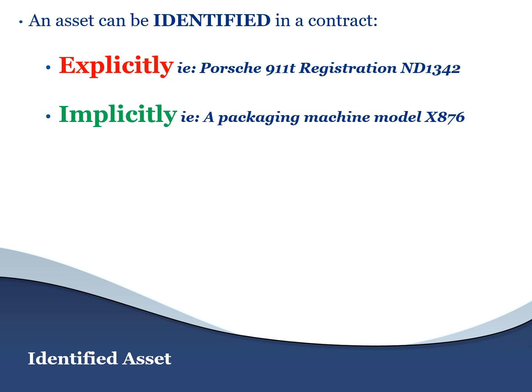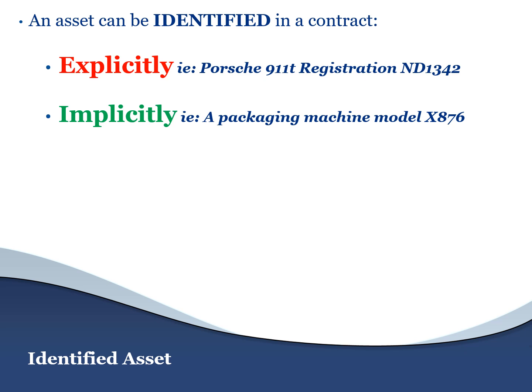Now, what I mean by that is the following. To start off with, explicitly means I have identified a specific example. I've given a wonderful example there of a Porsche 911 Turbo. If we said that you're going to lease a Porsche 911 Turbo from, let's say, Porsche in Germany, and it will be the one with registration ND1342, there we have explicitly identified an asset. It is only that asset. It's not the one next to it. It's not the one that's going to be produced next month, because there is one identified by a registration number. Implicitly identified could be something very similar.